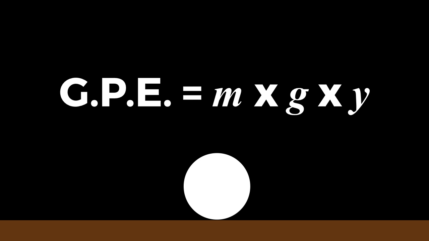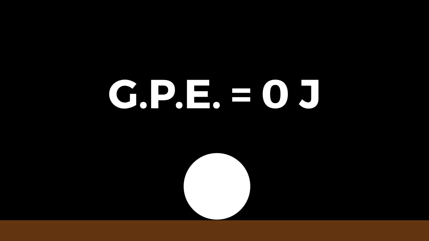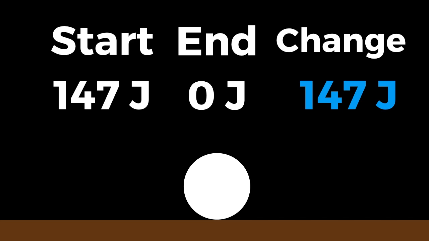We can still calculate the gravitational potential energy of the ball now that it's on the ground. Using the same formula, we'll get 5 times 9.8 times 0 since the ball is 0 meters above the ground. Using this formula, we get that the gravitational potential energy is 0 joules. Now, let's take a look at what we had to start with. We started with 147 joules of gravitational potential energy. After we dropped the ball, we ended up with 0 joules. The change in gravitational potential energy was 147 joules.